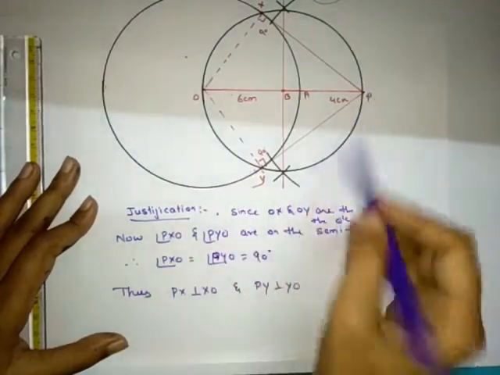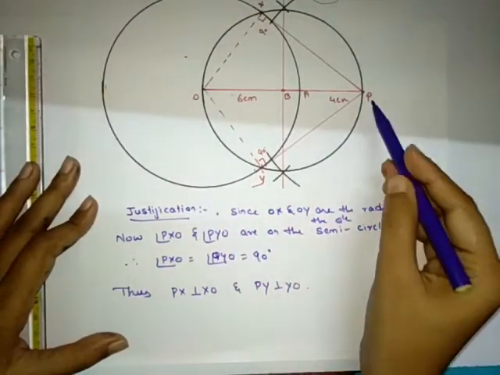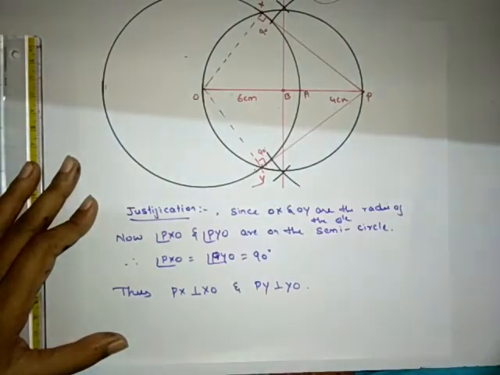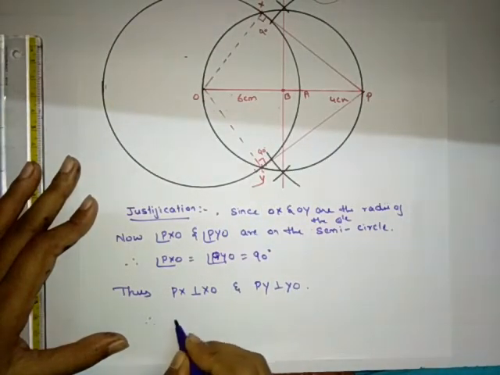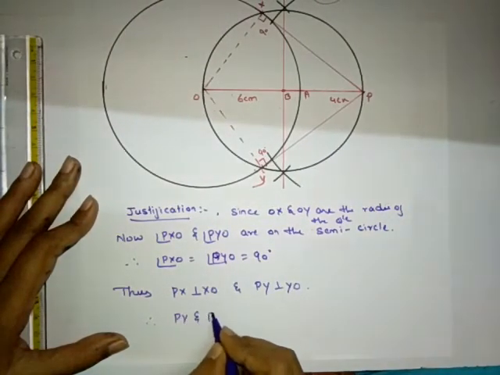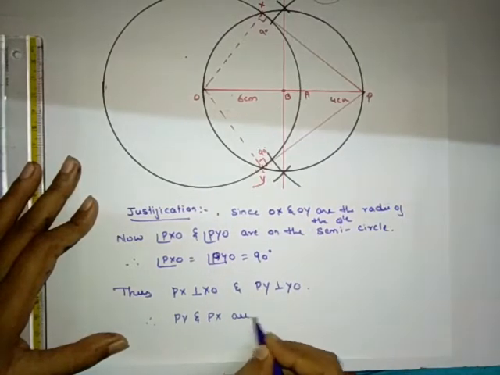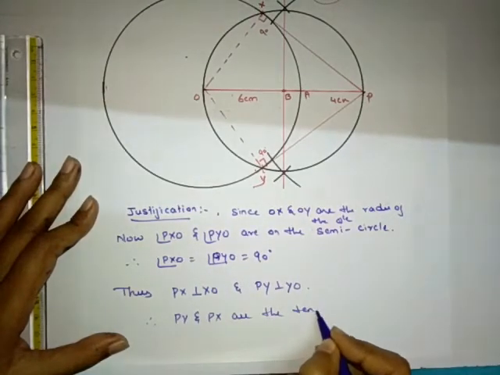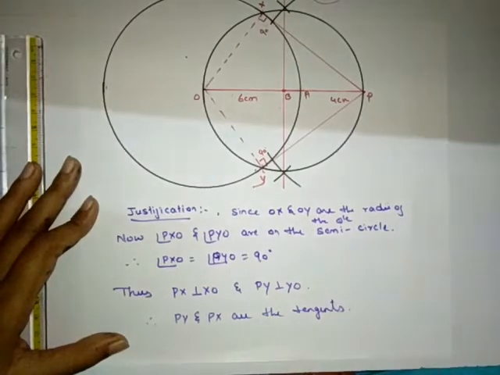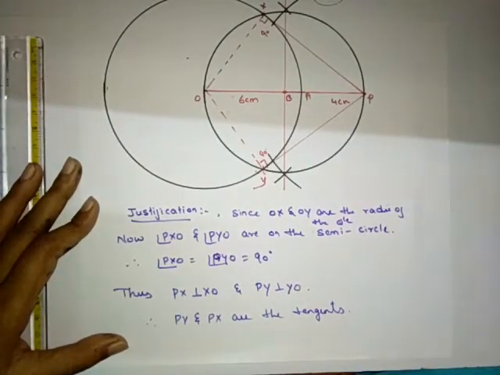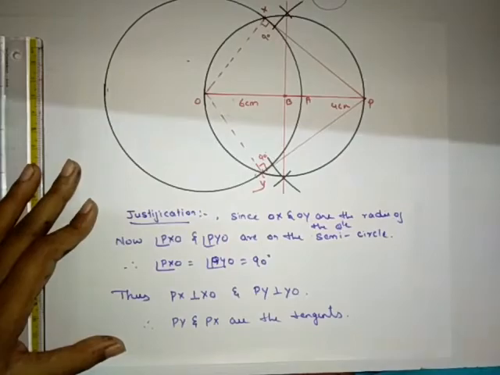If they are perpendicular to the radius, it means obviously that PY and PX will be the tangents, isn't it? So we'll write here, therefore PY and PX are the tangents, right? This is the justification. We'll move on to the second one.